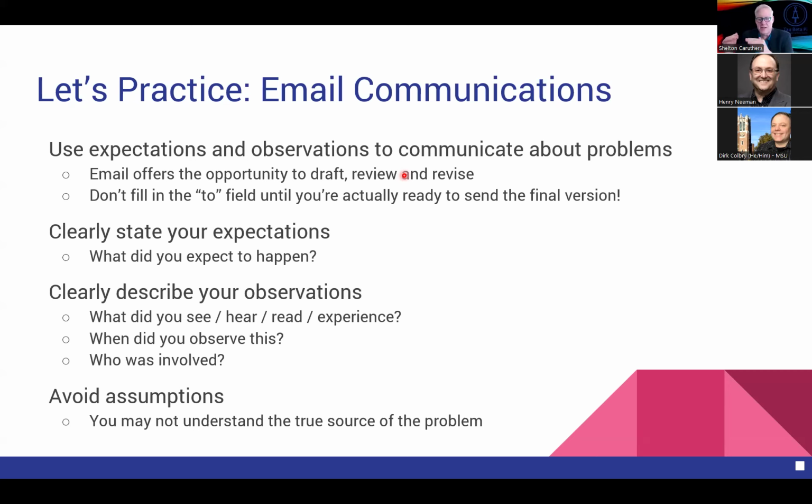The observation is we saw proof of X and Y, but we didn't see proof of Z. And then we have the consequence. If this is not met, then the regulation will fail to be in compliance, and you may lose accreditation. So this is a tried and true method of communicating expectations and observations.